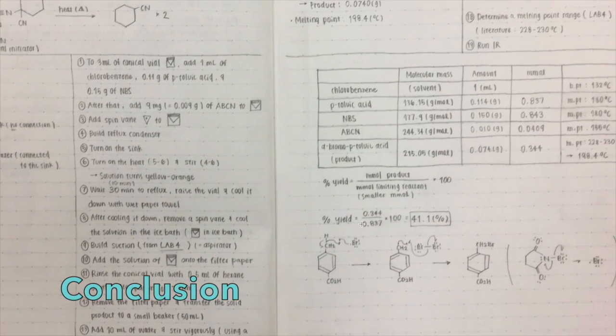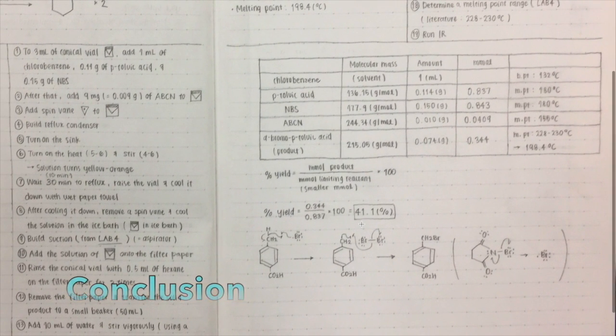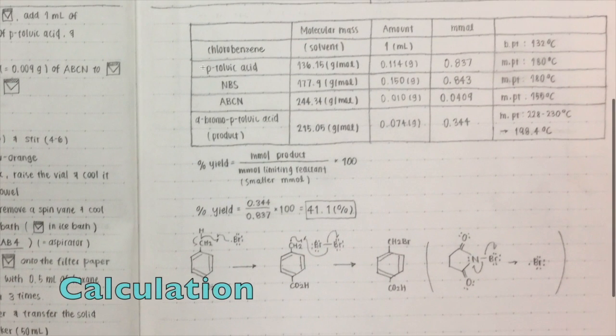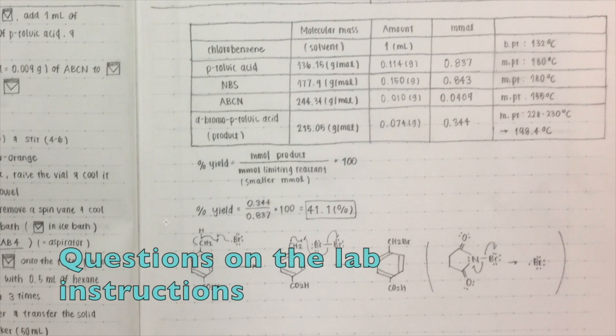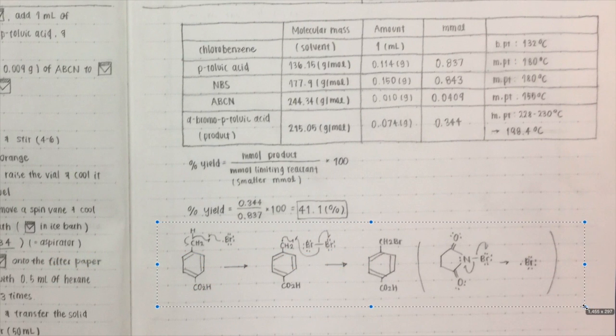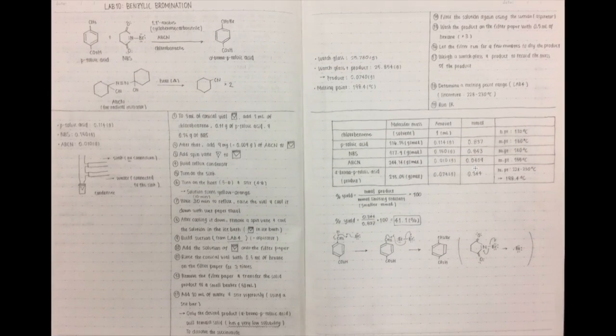In the conclusion part, the student put a chart showing all the chemicals' molar mass or moles that would be needed for the percent yield calculation. Also, she wrote the mechanism because there was a question asking to write the mechanism in the lab instruction. The conclusion part is a good place to answer those questions in the lab instruction. This is how you can make your lab notebook.